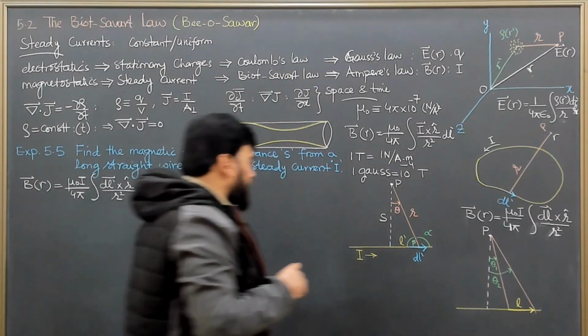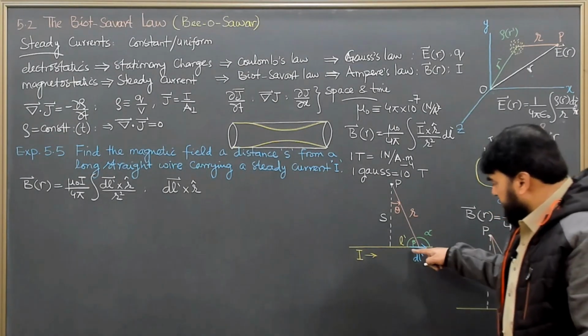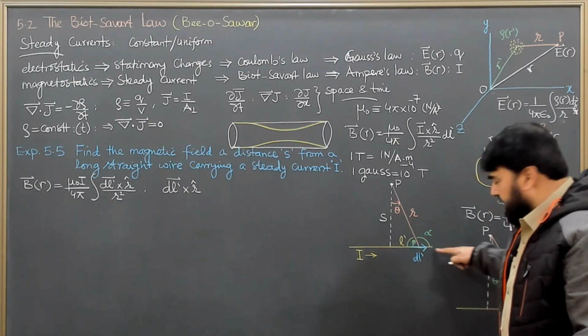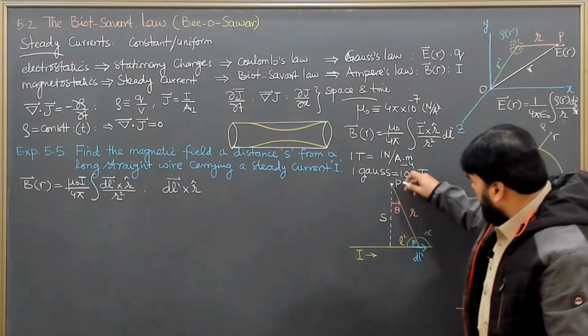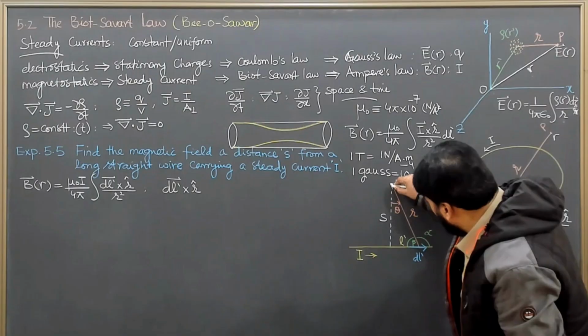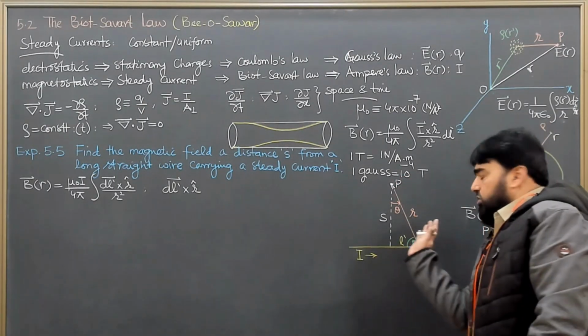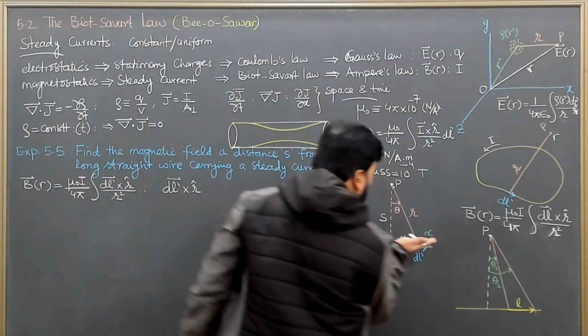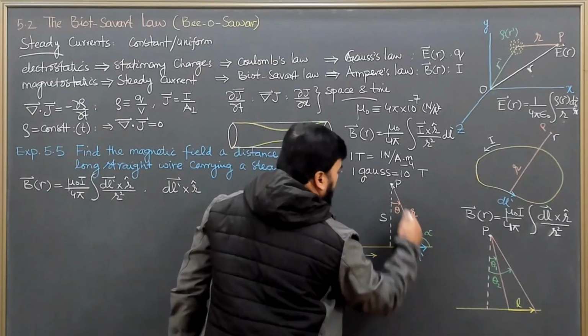Now look here, what is our dl? This is our dl prime, and this is its direction. And what is r? This is r, which is in this direction. So we have dl cross r, dl in this direction and r in this direction.